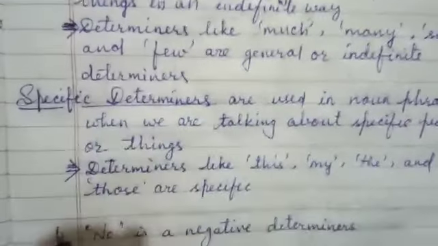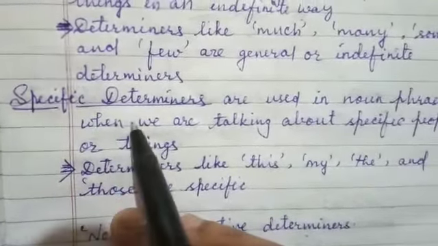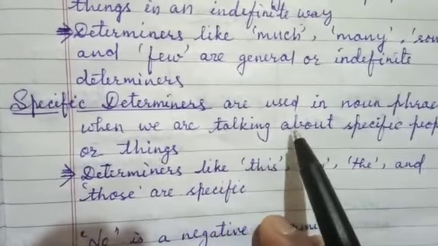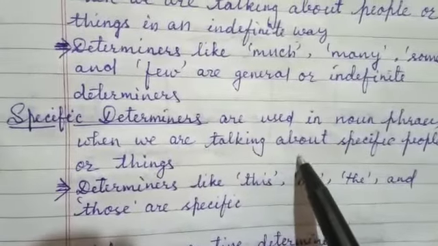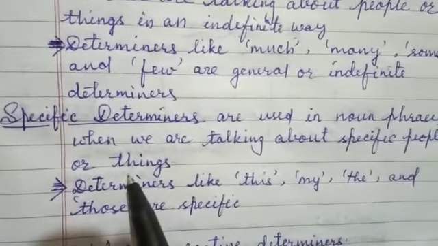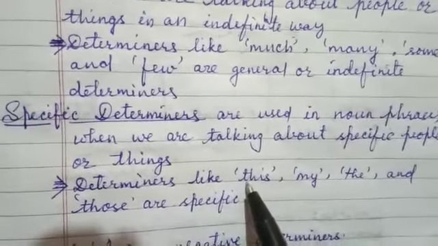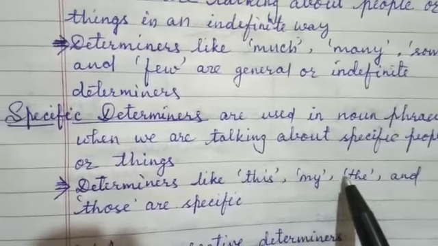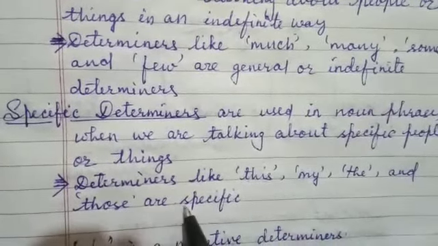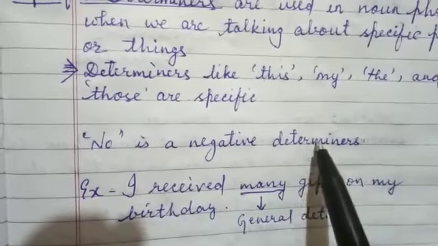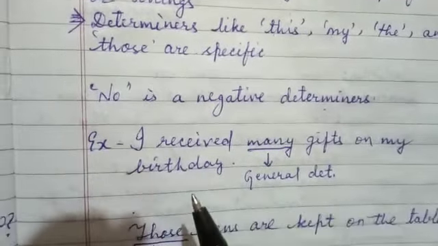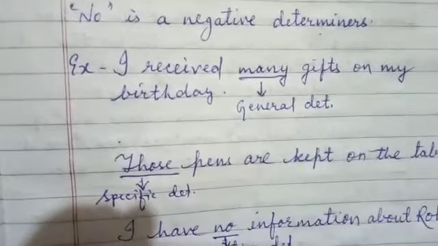Now, what are specific determiners? Specific determiners are used in a noun phrase when we are talking about specific people or things. Determiners like this, mine, the and those are specific. And no is the negative determiner. Here are the examples of general, specific and negative determiners.